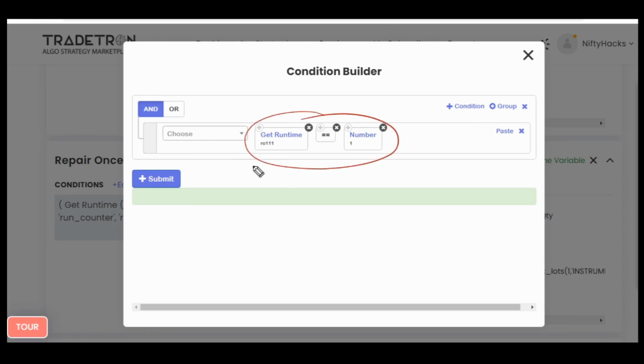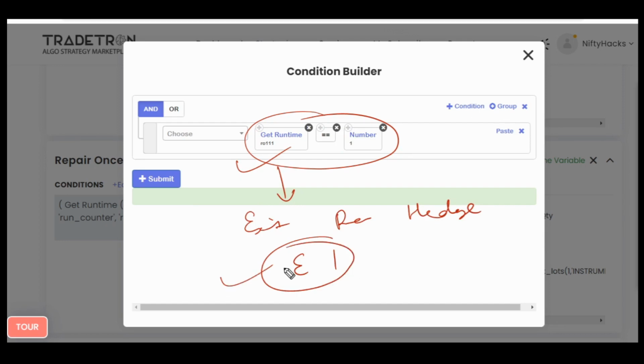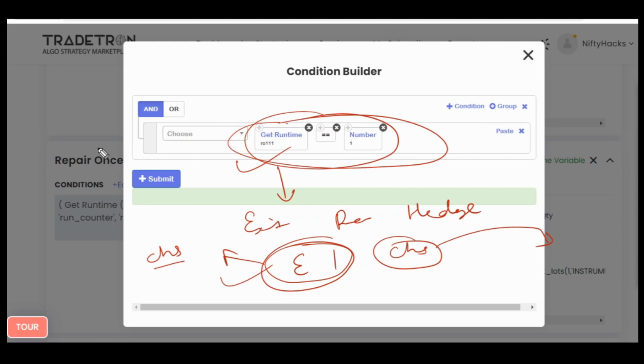So yes, this is just to check whether RO111 has happened or not, so that we can exit our previous hedge, which was nothing but entry 111. That's why we have given call hedge strike a value of entry 111, so that we can exit the call hedge strike via the position builder of this current RO, which is repair ones 2.